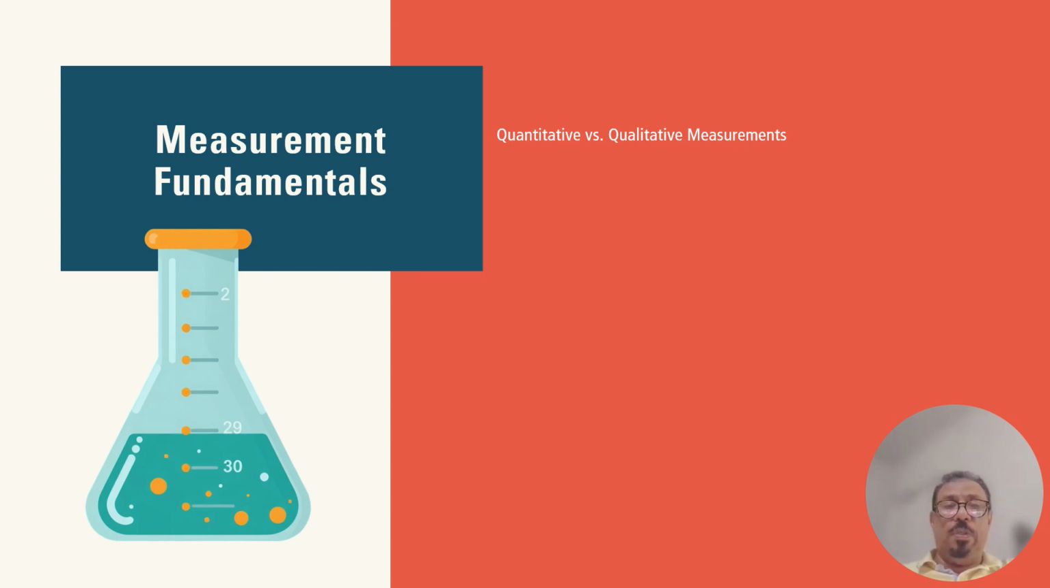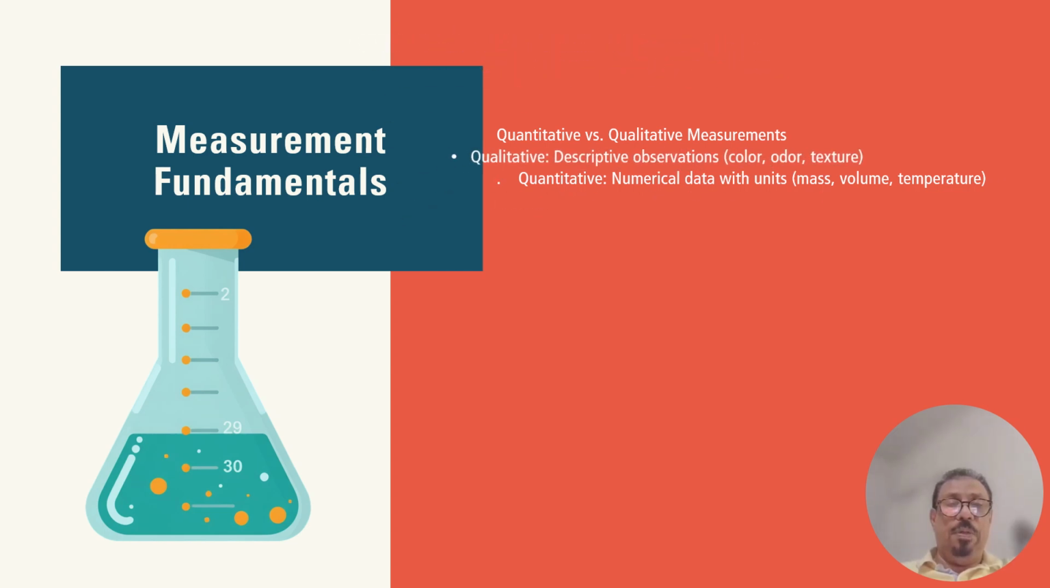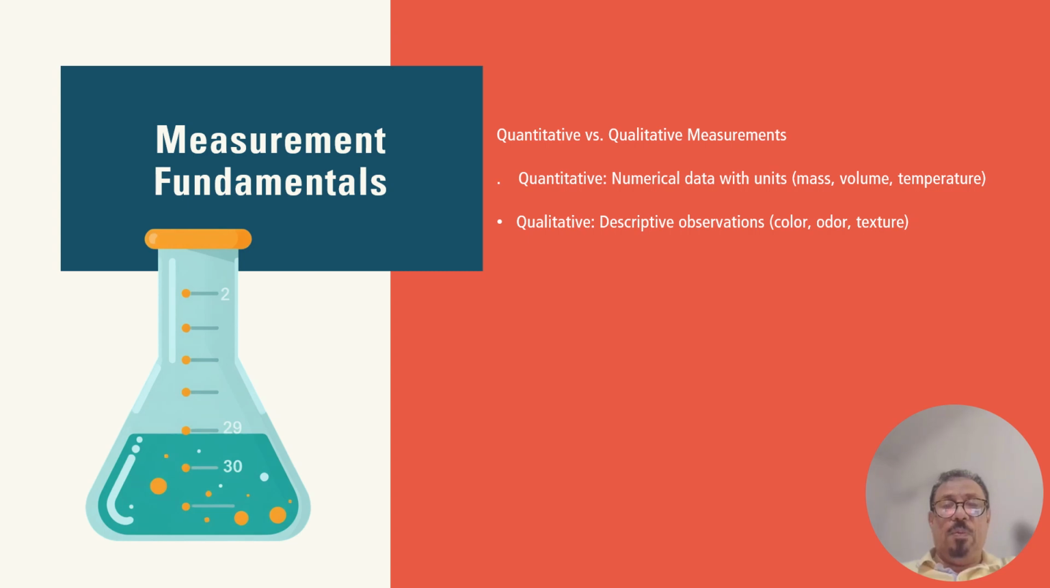There are two types of measurement, qualitative and quantitative. The quantitative has numbers, such as the mass, the volume, the temperature. Qualitative is just describing the objects, like what's the color, what's the odor, and what is the texture. Both types are essential for scientific analysis and reporting. But in chemistry, on this topic today, the focus will be on quantitative data.